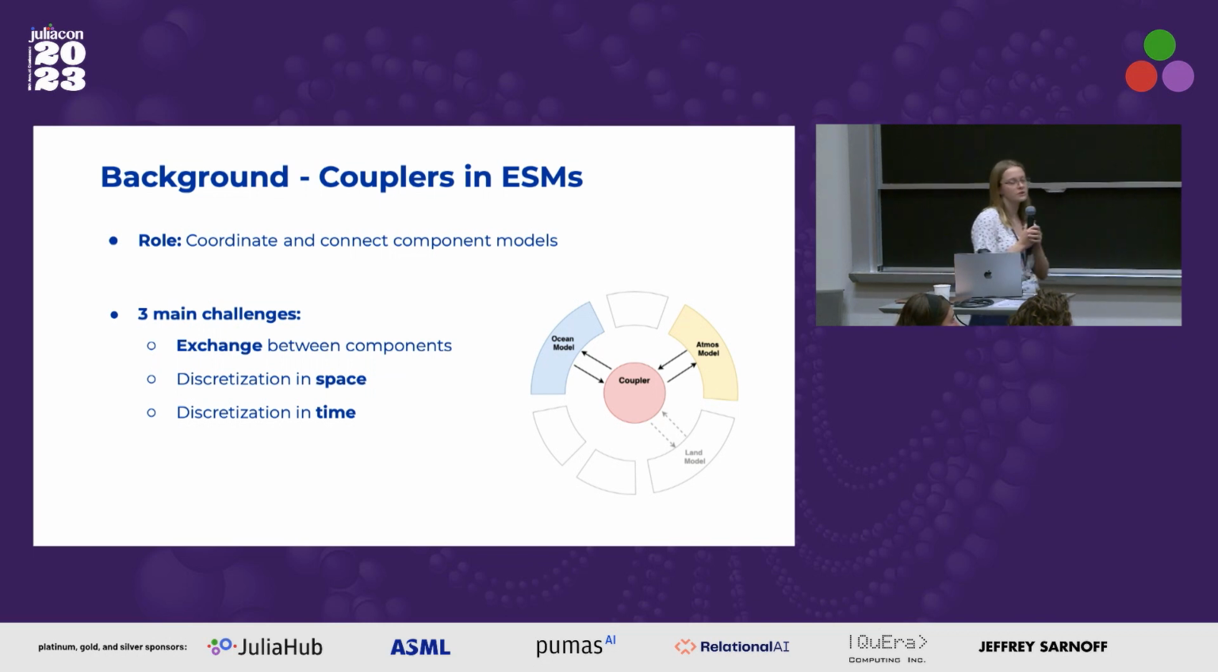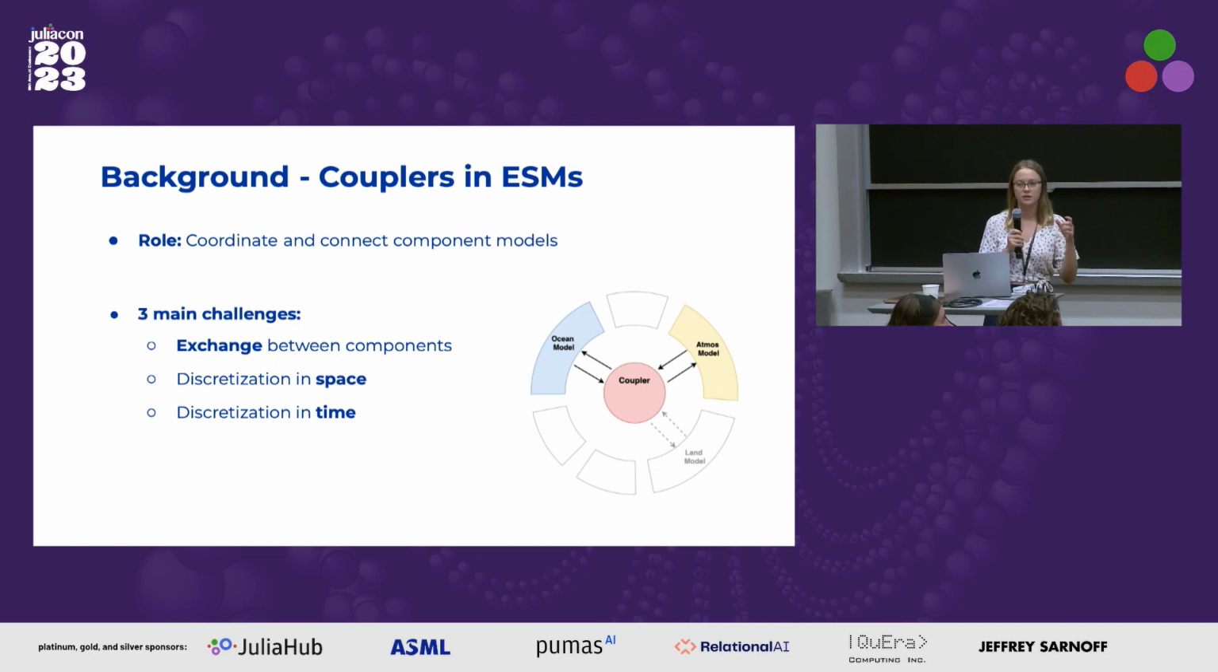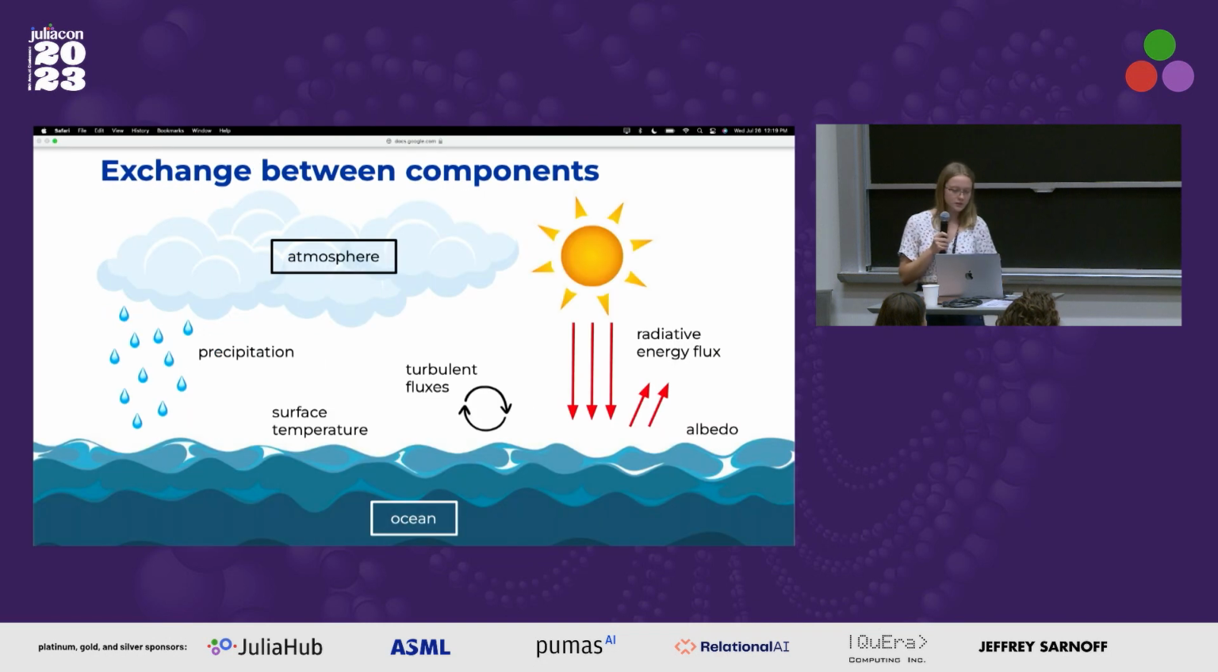As I mentioned before, we have these Earth system models which are made up of multiple different component models. The role of the coupler is to connect them between each other, to allow them to speak to each other. There are three main challenges that the coupler faces in doing this. The first one is exchanging information between the components, so typically exchanging fluxes between different component models. It also has to deal with different discretizations in space as well as time, because the component models aren't necessarily using the same discretizations, and we have to be able to reconcile these differences.